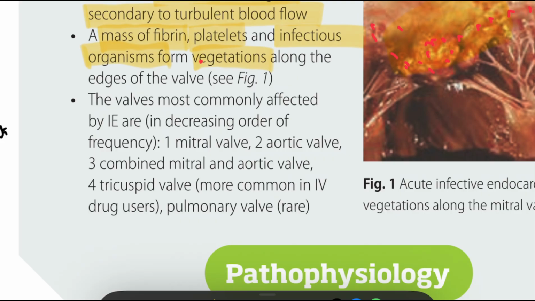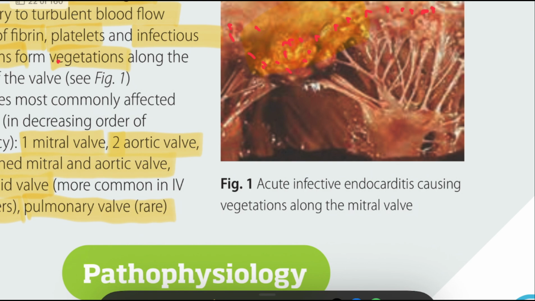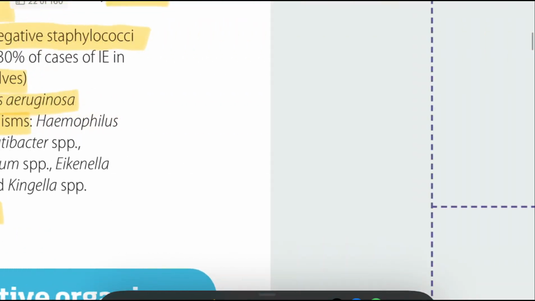Then the most commonly affected valves, in decreasing order of frequency, are the mitral valve, aortic valve, third combined mitral and aortic valve, and fourth tricuspid, which is more common in intravenous drug abusers. The pulmonary valve is very rarely affected. So the valve will become destroyed, then we can see regurgitation, and at last the patient will get heart failure. So this is infective endocarditis pathophysiology.